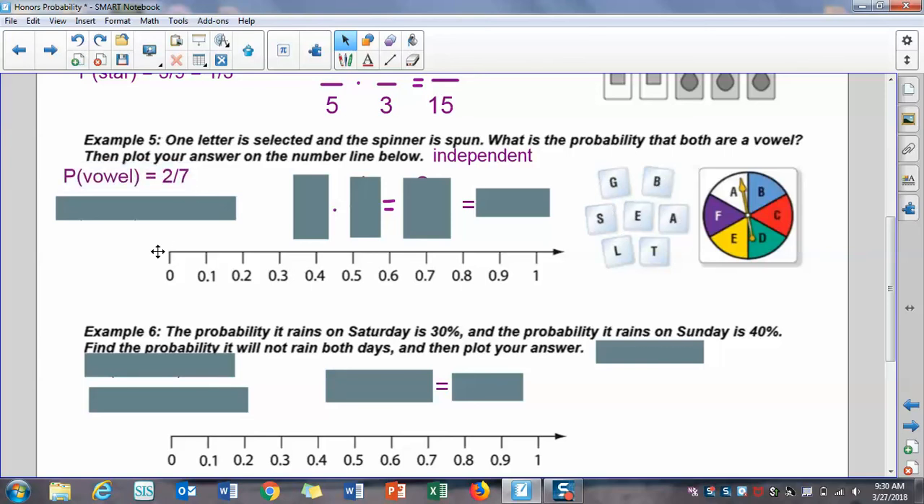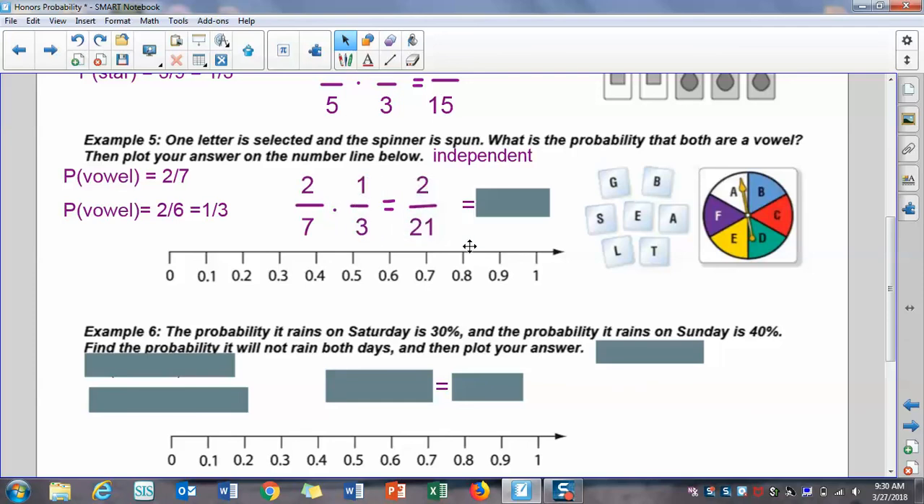So picking a vowel, the probability of picking a vowel out of those cards would be 2/7. Now, the probability of landing on a vowel on the spinner would be 2 out of 6 options on the spinner, which simplifies to 1/3. So now we can multiply our two probabilities, 2/7 times 1/3, and that's going to get us 2/21. Now, we want to place this value on the number line below.